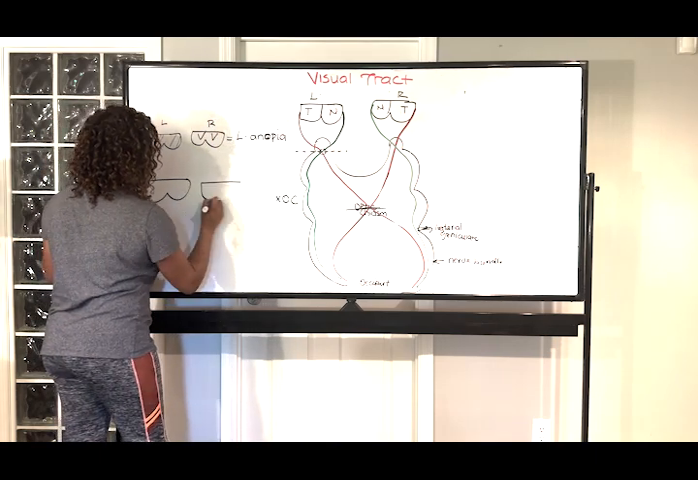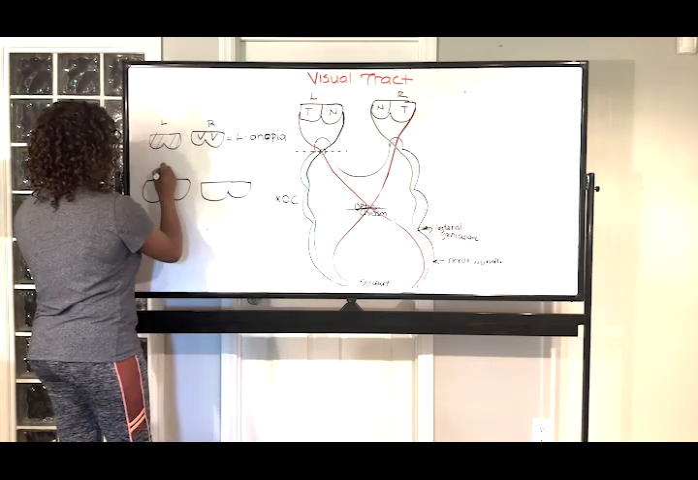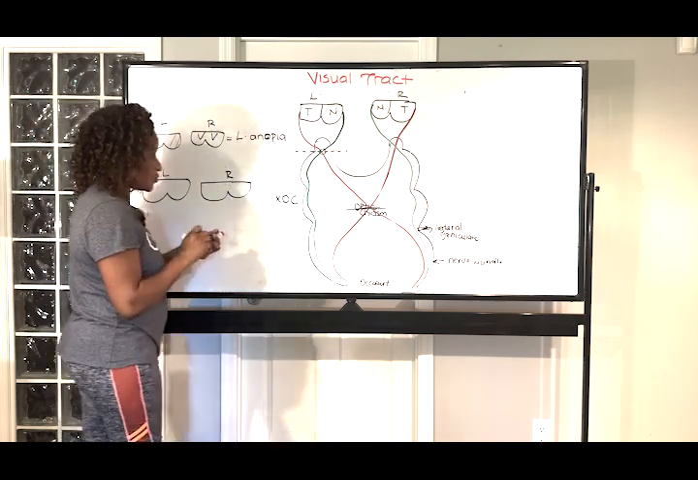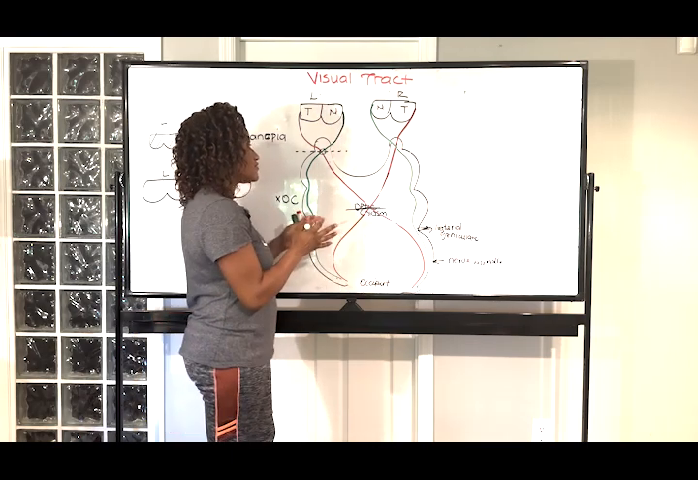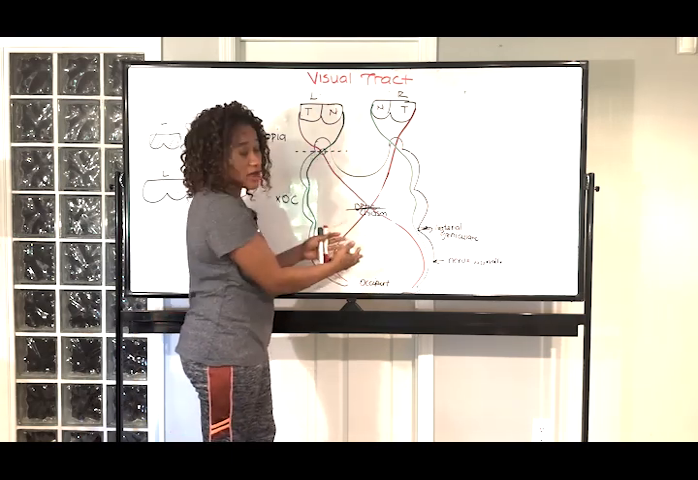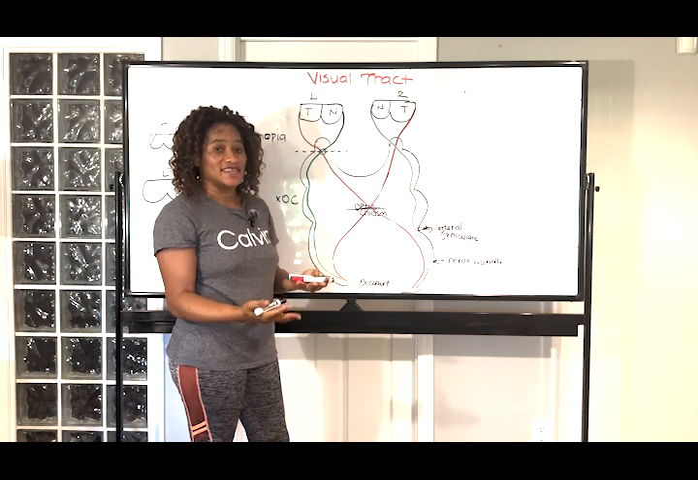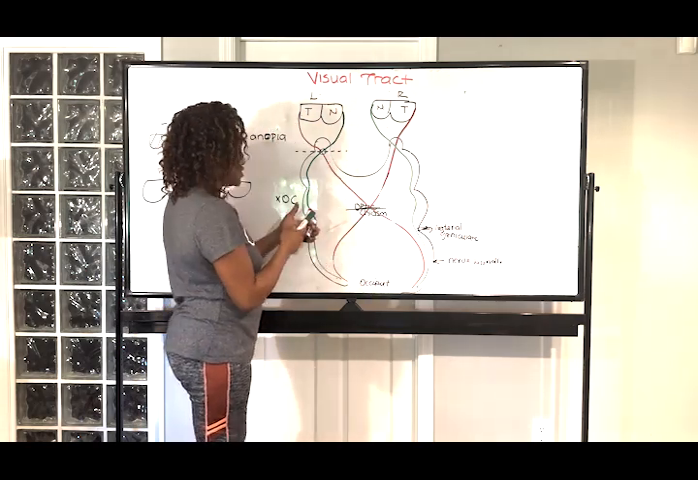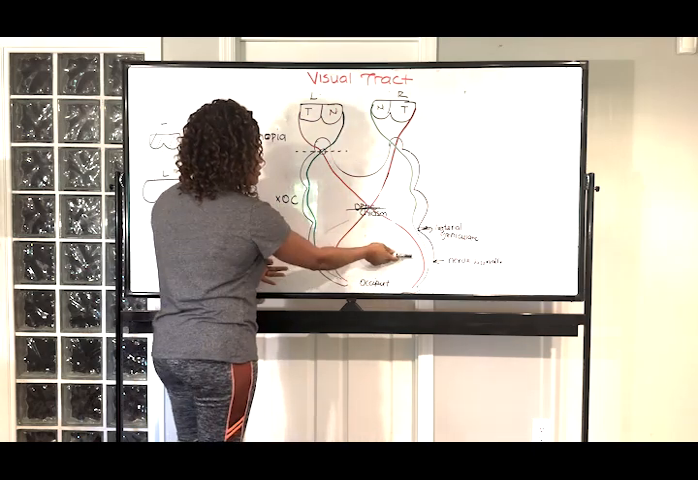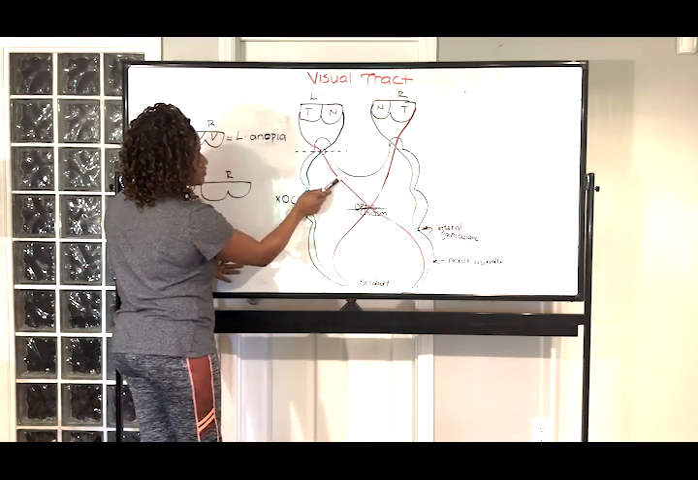Left eye, right eye. We just need to follow our fibers. So what are the fibers that cross at the optic chiasm? Those fibers are the medial fibers. And what vision are they carrying? They're carrying the lateral vision. So if we look into the left side, we're following here.